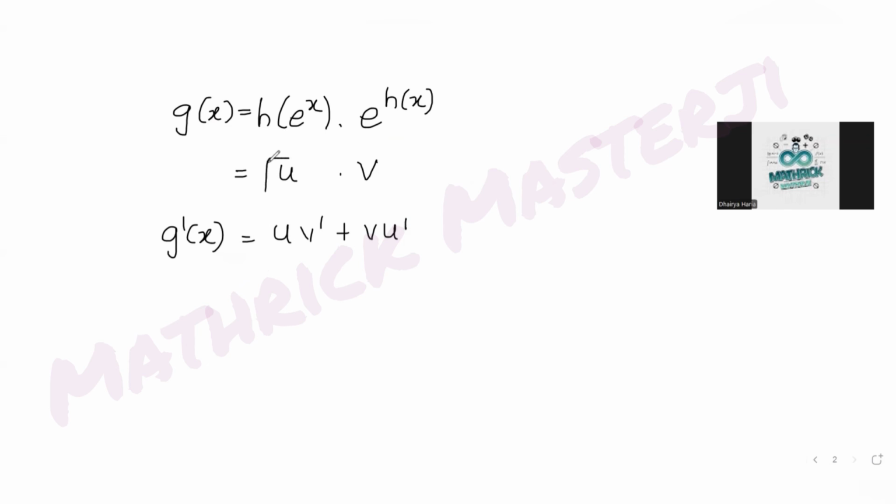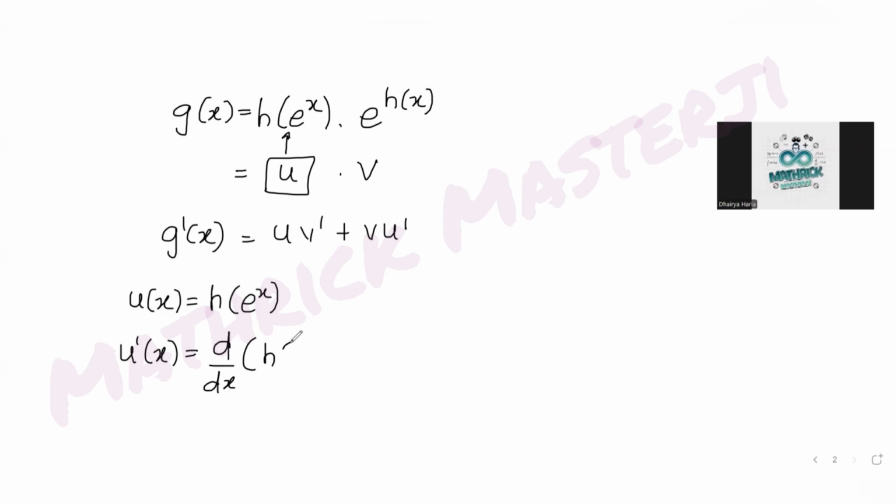So let's first write our function u and find its derivative. The function u of x is given as h of e raised to x. If I want to find u dash of x, I'm finding the differentiation of this u of x. That becomes the derivative of h of e raised to x, which is h dash of e raised to x into the derivative of e raised to x, which is e raised to x. So that is the first function.